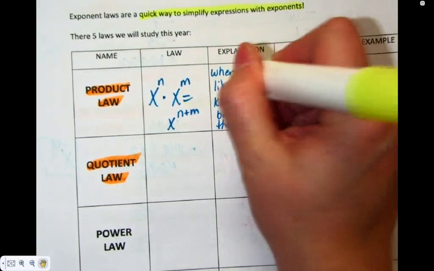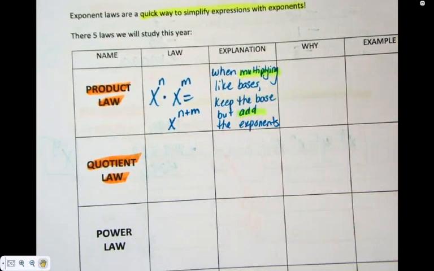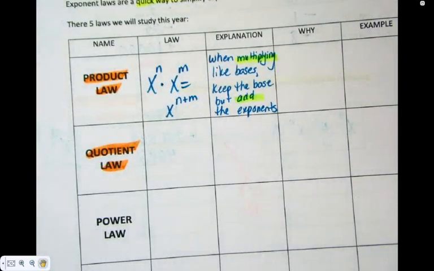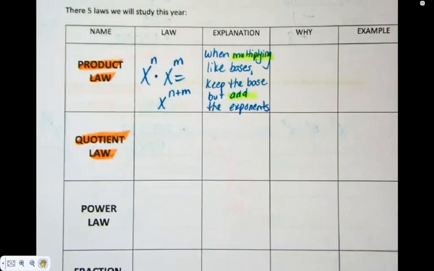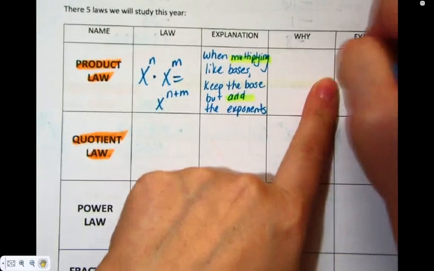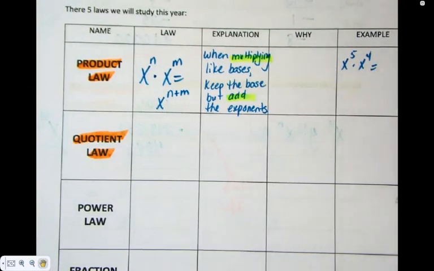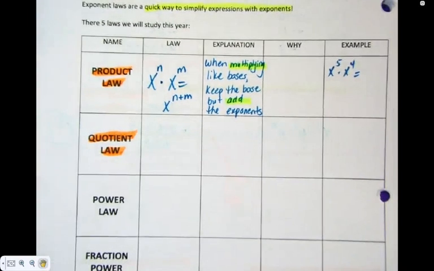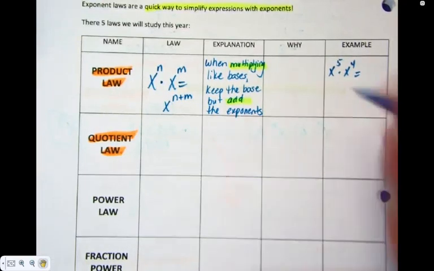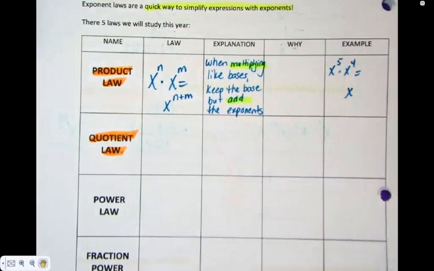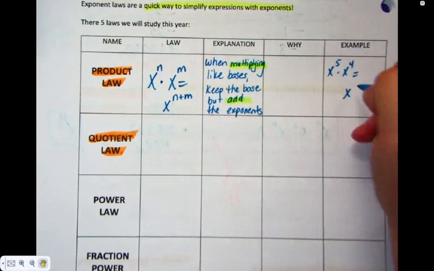So product law says if you're multiplying, you actually end up adding the exponents. That's the trick. Multiplying like bases means you add the exponents. Well, why is it like that? We actually did this in Unit 2, but I'm just going to repeat it, and I'm going to go to the example before I go to the why. So let's do that x to the 4 times x to the 5. We're going to keep that base, so we're going to keep it as x. We're not going to change it. And all we do is add those little exponents together. 5 plus 4 equals 9.